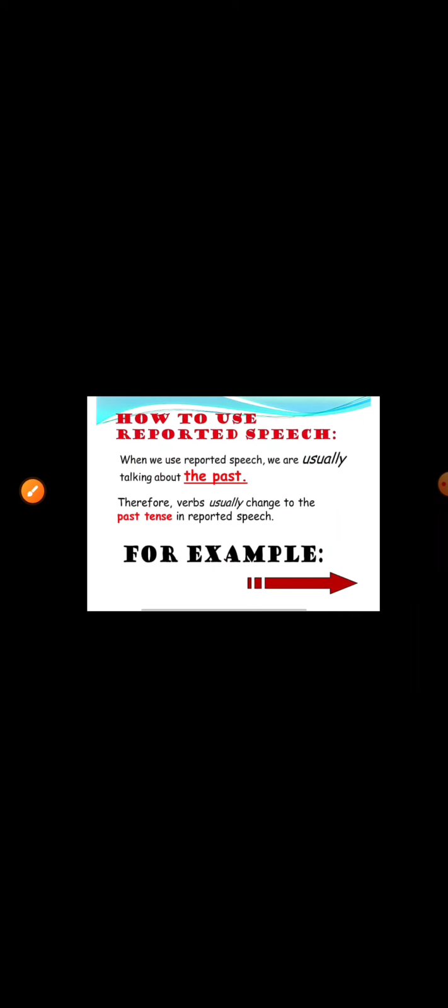How do we use reported speech in a sentence? When we use reported speech, we are usually talking about the past. Therefore, verbs usually change to the past tense. For example, whenever it is present tense, is, am, or are becomes was and were.